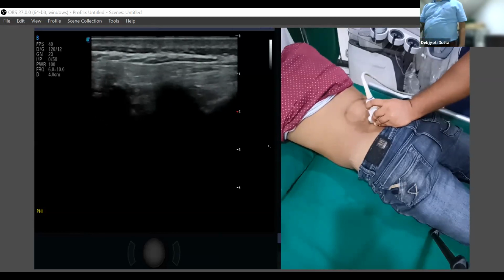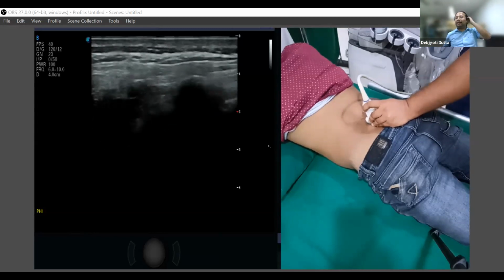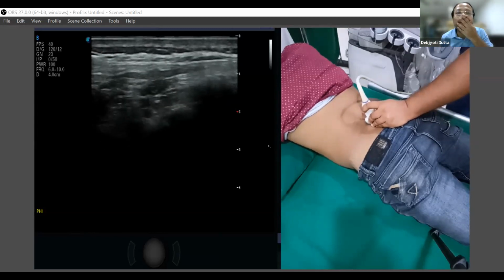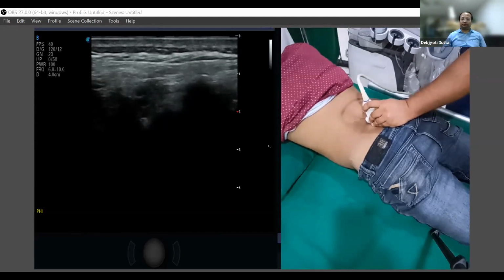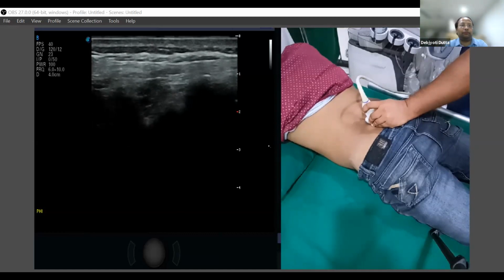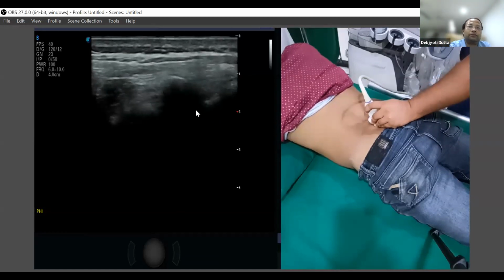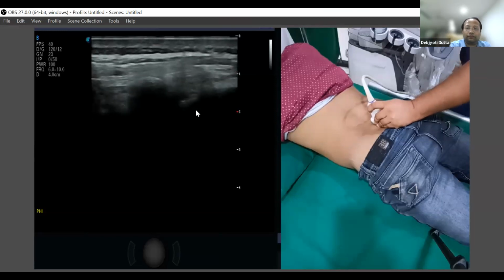So here it proves that we have crossed the area of the sacrum, because here we are able to see the spines, and in between the spinal echoes, the echo is going down. So this is the lumbar area. This one is S1 and the next one is S2.